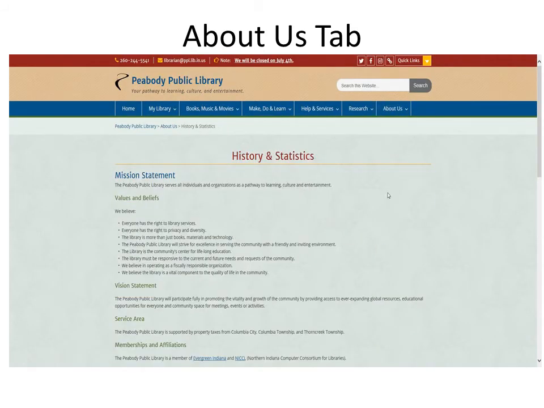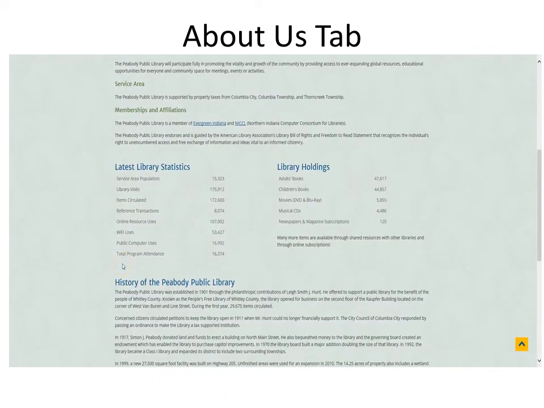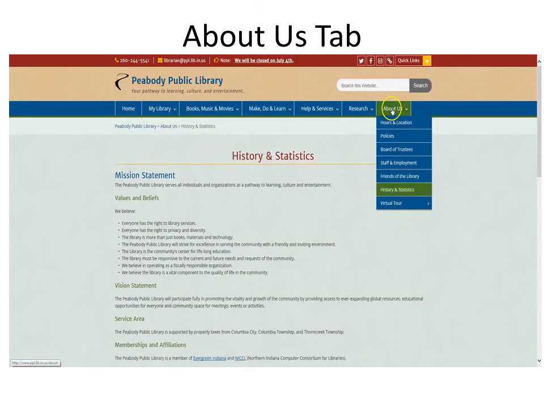Any kind of history and statistics. This is our mission statement here at the library. The Peabody Public Library serves all individuals and organizations as a pathway to learning, culture, and entertainment. These are our values and beliefs, as well as any other kind of information that we might have. This is history on the Peabody Public Library.